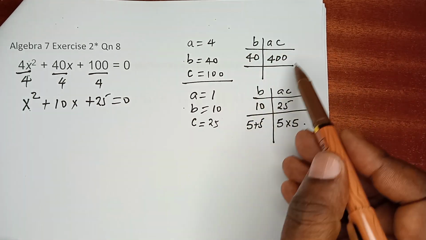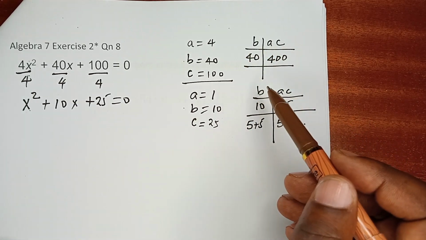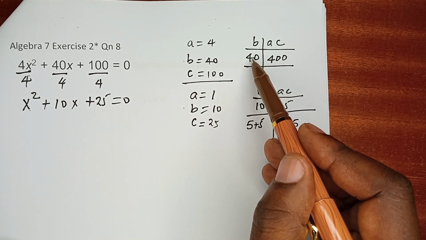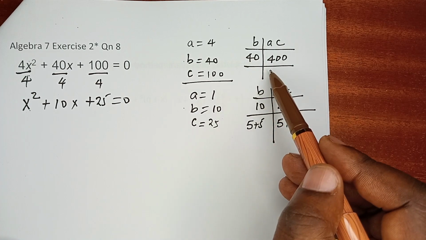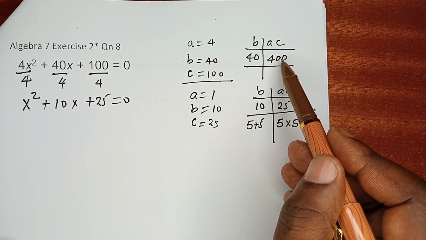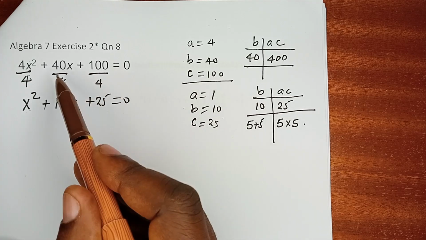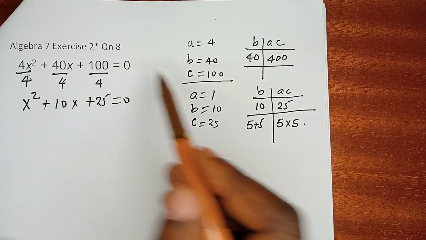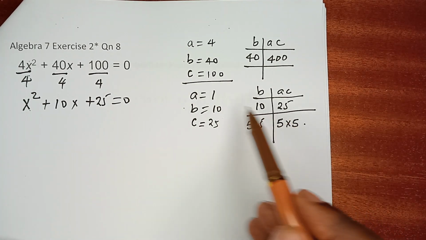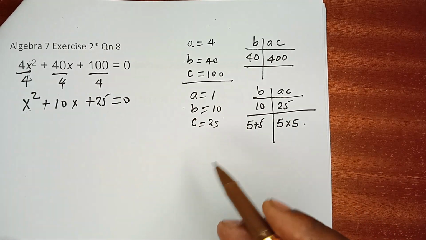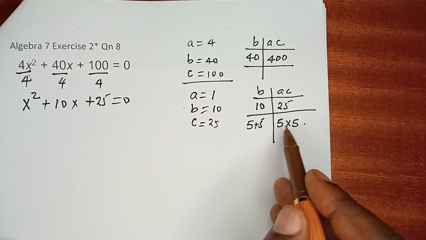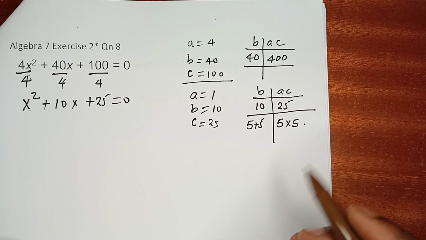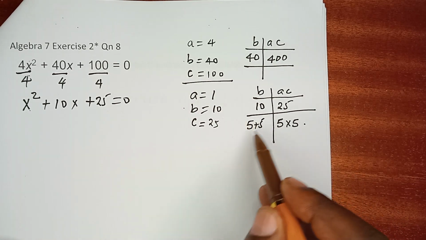Not that we would not have realized the factors here, because as you can see outrightly, we have 20 plus 20, which gives us 40, and 20 times 20, which gives us 400. We would have easily substituted the middle term, 40x, with 20x plus 20x. But the moment we reduce these numbers by dividing everything by 4, then we have easy and simple numbers to work with.